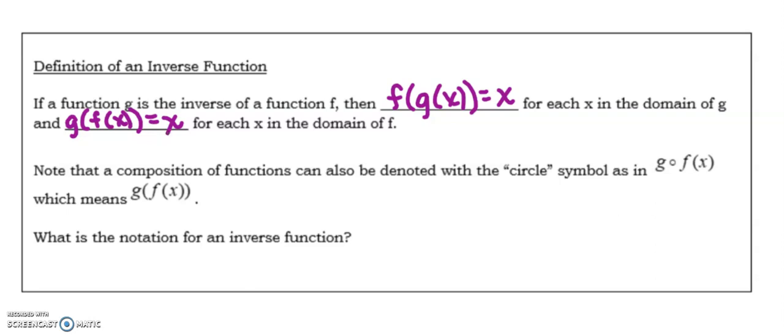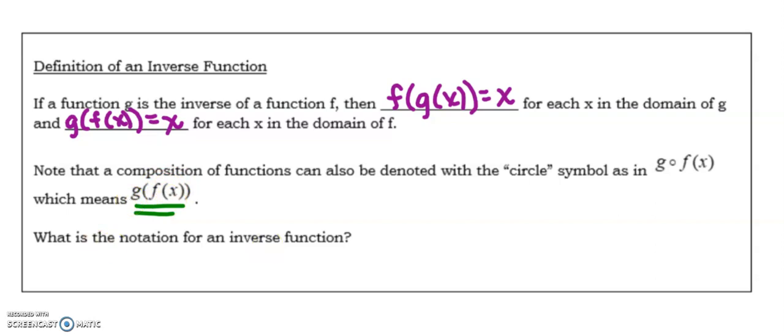Something to remember, notation-wise: g circle f is the same thing as g of f of x, which means you start plugging in your x, run it through function f, take that new number, and run it through function g.